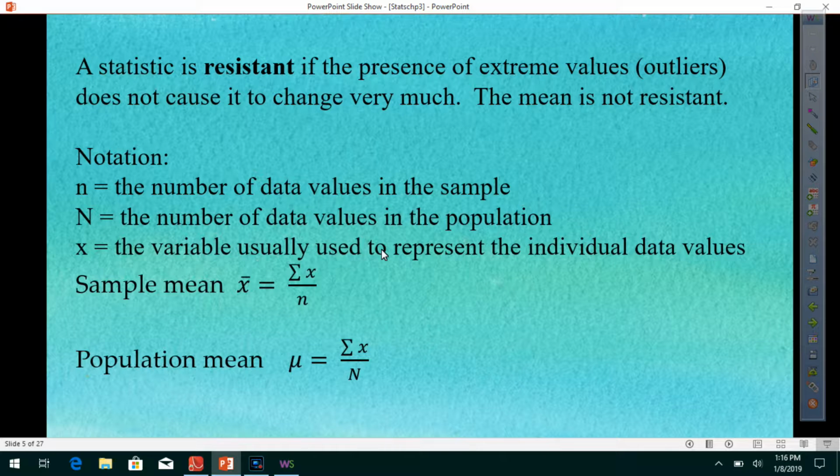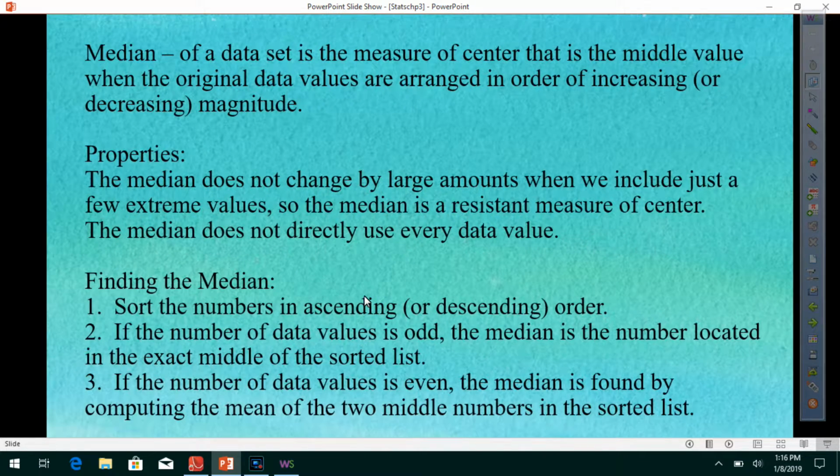The population mean is mu equals the sum of x divided by capital N, and that would be all the values in the big population. Make sure you put those formulas in your notes.